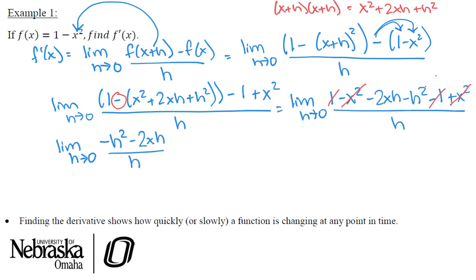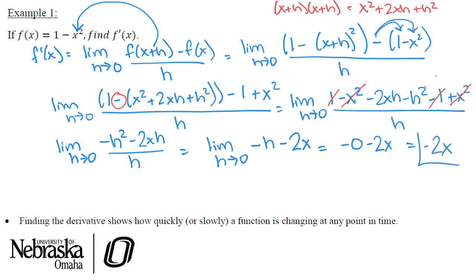Like in one of our examples in 3.3, all of these terms have an h in common, so we can cancel out the h in each of them. We get negative h minus 2x. Now our rule says this is a polynomial, right? h is a number approaching 0, so we can simply plug in 0 for h and simplify. So our limit is negative 2x.